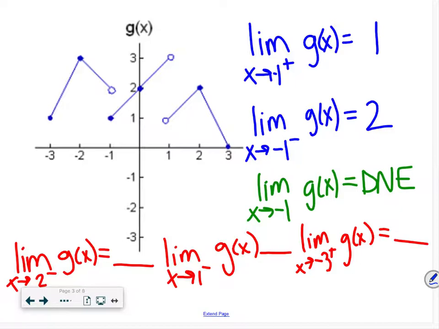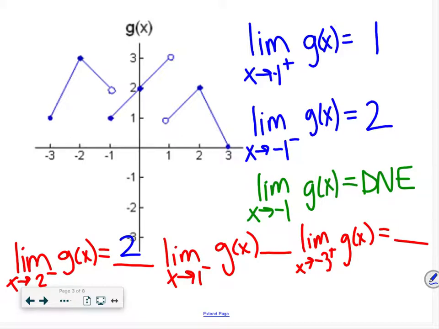All right, let's talk about these all together. Colby, first of all, what does this say? Limit as x approaches 2 from the left. And what would that be? 2. Would it matter if I had asked you from the right? Left and right matched up. Okay, the left and right would have been the same for that particular one.